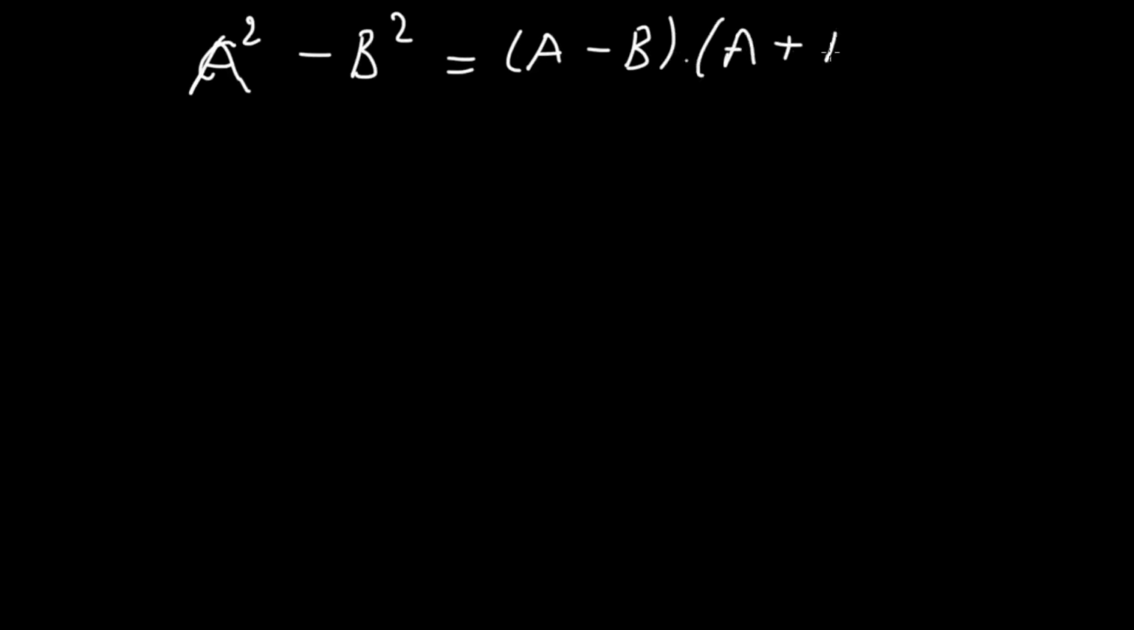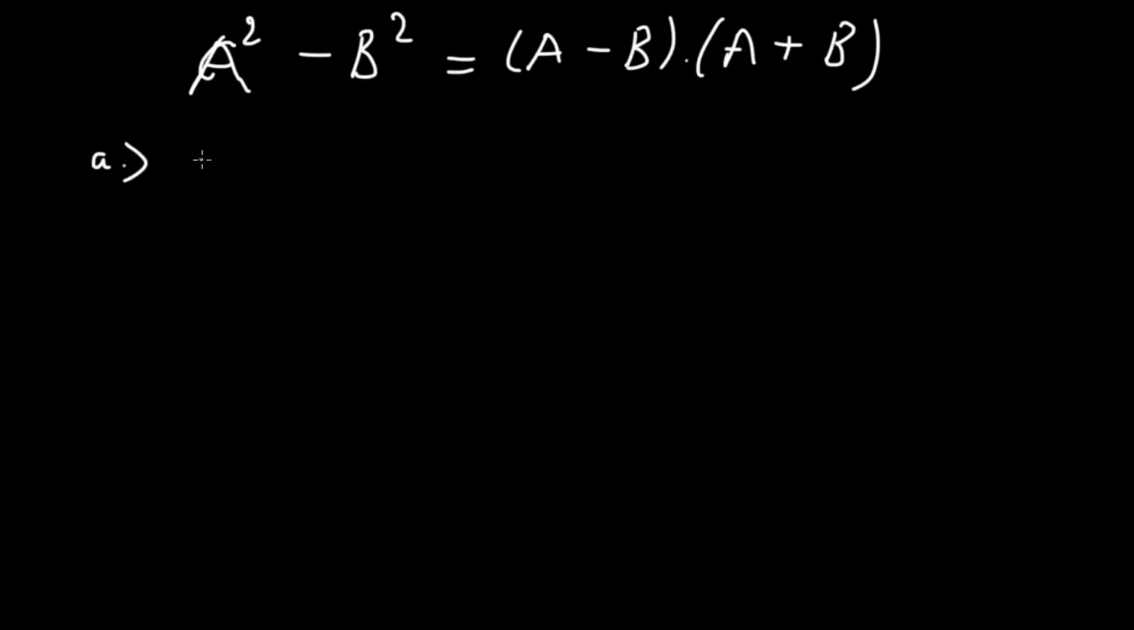In this video, we're talking about factoring trinomials by factoring the difference of two squares. So the formula is a squared minus b squared equals a minus b times a plus b. So let's work on the first problem.